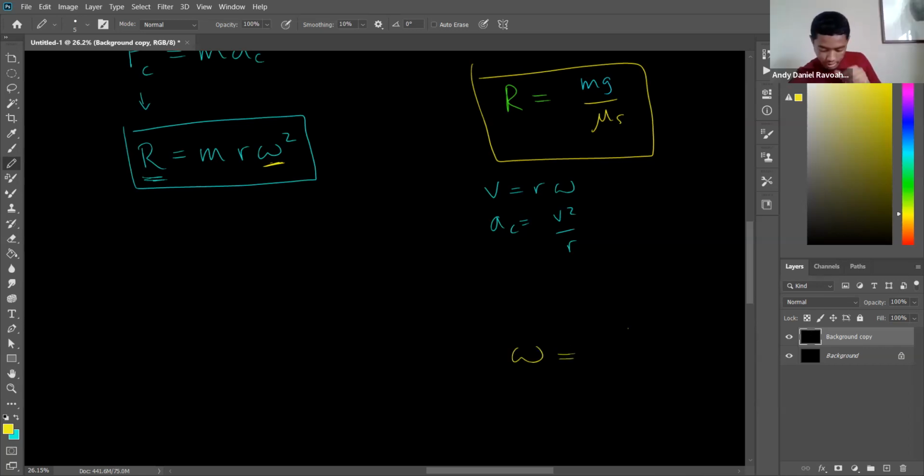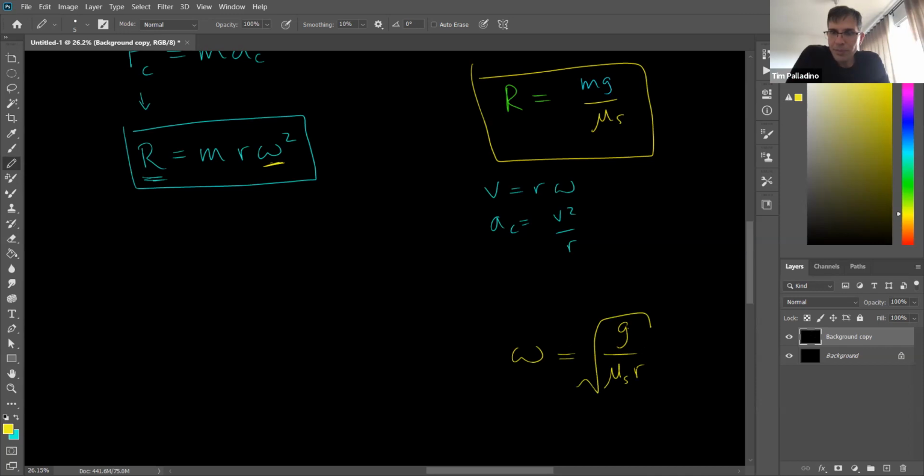Okay, so I got omega equals the square root of g divided by the coefficient of friction times r, the radius. Just like that? Yeah. Very good. That's what the answer is. Who wants to see how to get to that point? Give me an emoticon or a finger on the screen.